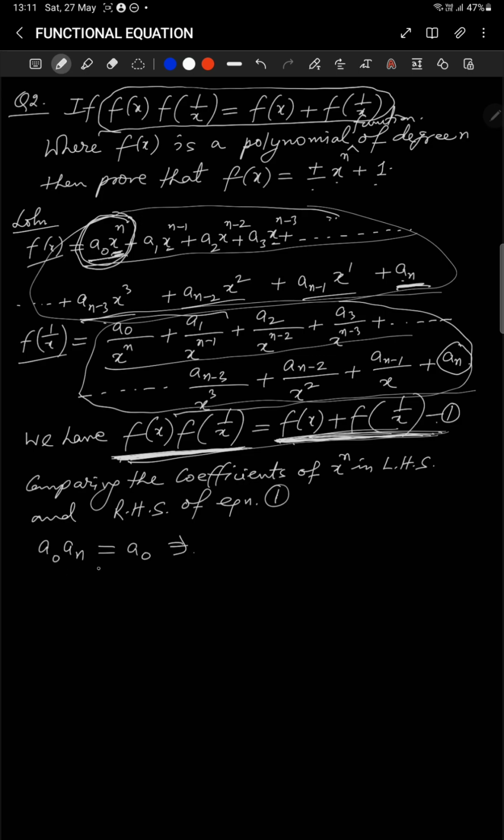From this particular equation we can get a0 (an minus 1) equal to 0. So it implies a0 is equal to 0 or an minus 1 equal to 0. Now a0 is equal to 0 is not possible. Why?